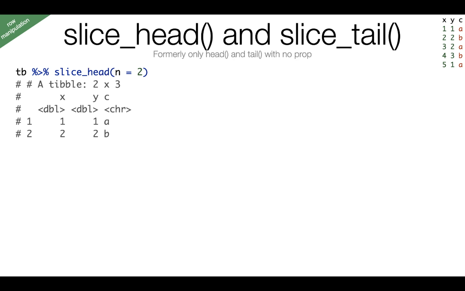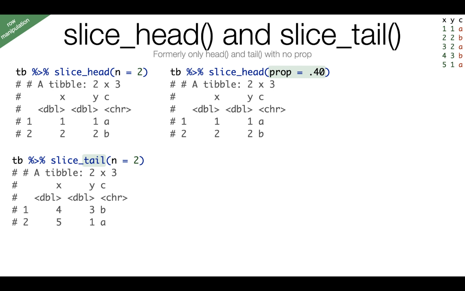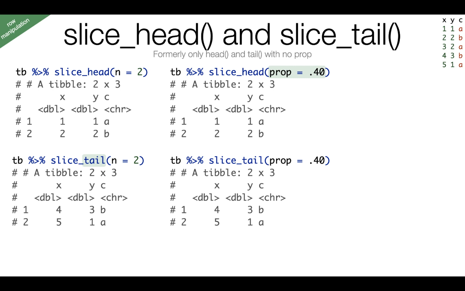The next slice variants are slice head and slice tail, and they do exactly what you would think with head and tail from base R. The difference is that slice head and slice tail are going to give you expanded functionality in terms of proportions. Now the base functionality is the same. So if you say tb slice head 2, give me the first 2 rows of the data set. Slice tail, give me the last 2 rows of the data set. tb slice head prop equals 0.4 says give me the first 40% of the data set by rows. And of course, you can also do this by slice tail.